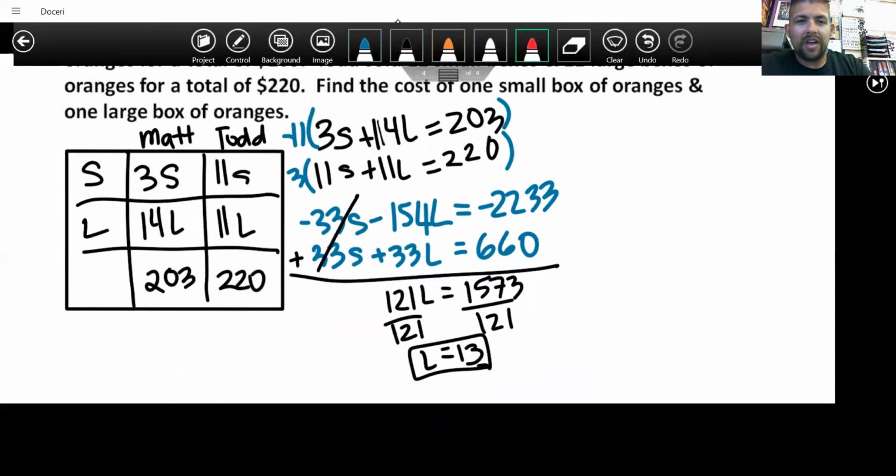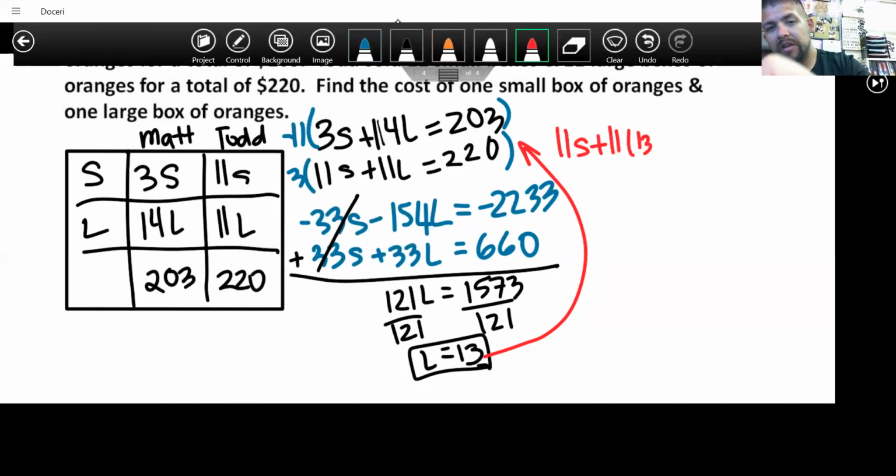It's okay. I'm going to go ahead and plug it back into the one down below here. We got to be able to find out how much a small box was. So 11S plus 11 times 13 is equal to 220. We want to find out what 11 times 13 is. Okay, so we're going to get 11S plus 143 is going to be equal to 220.